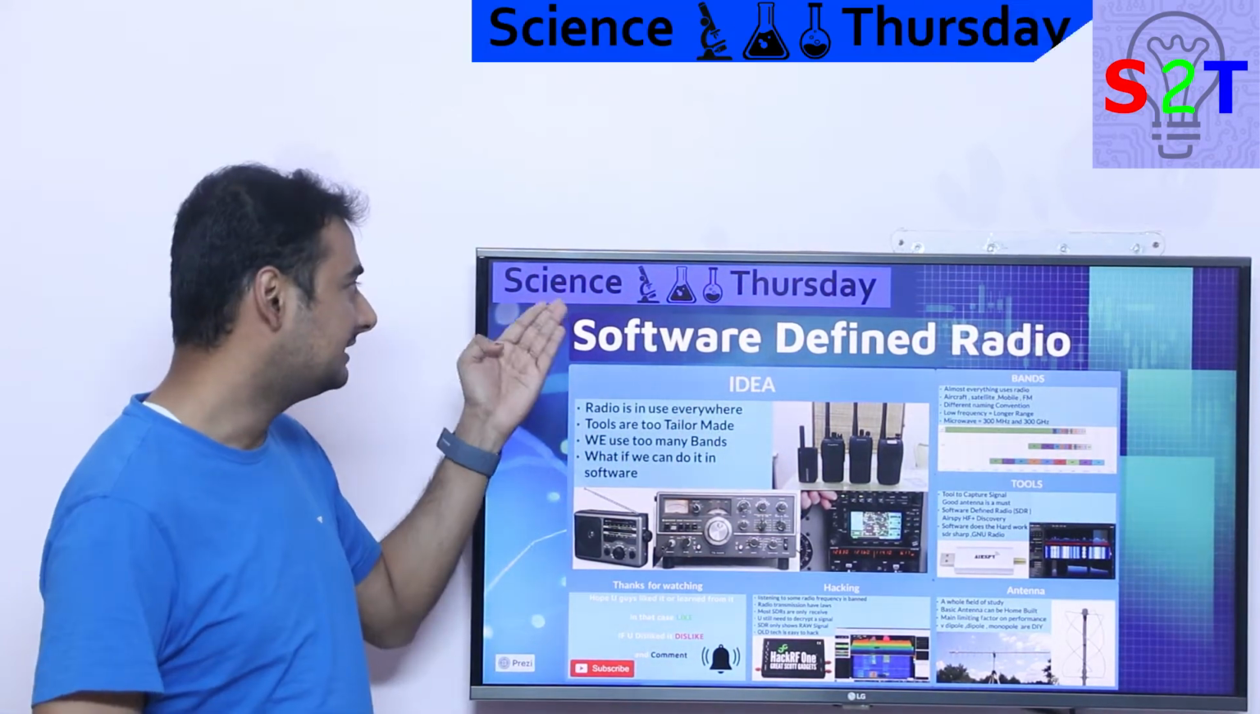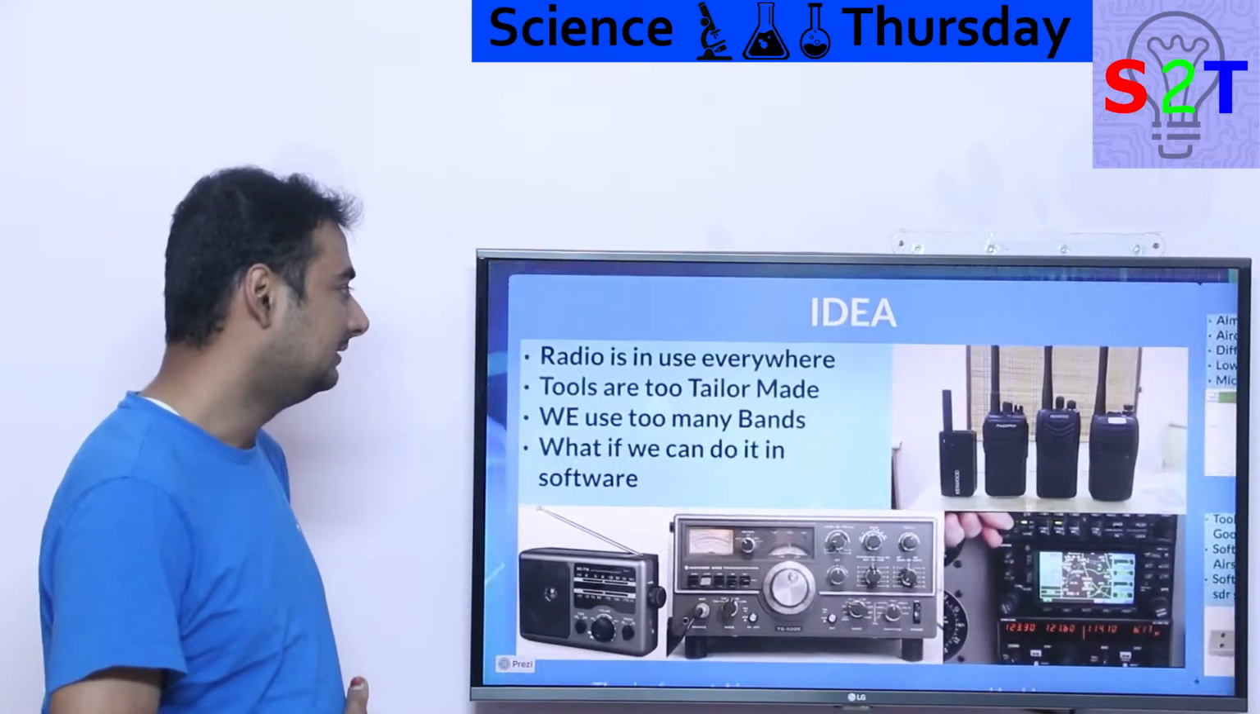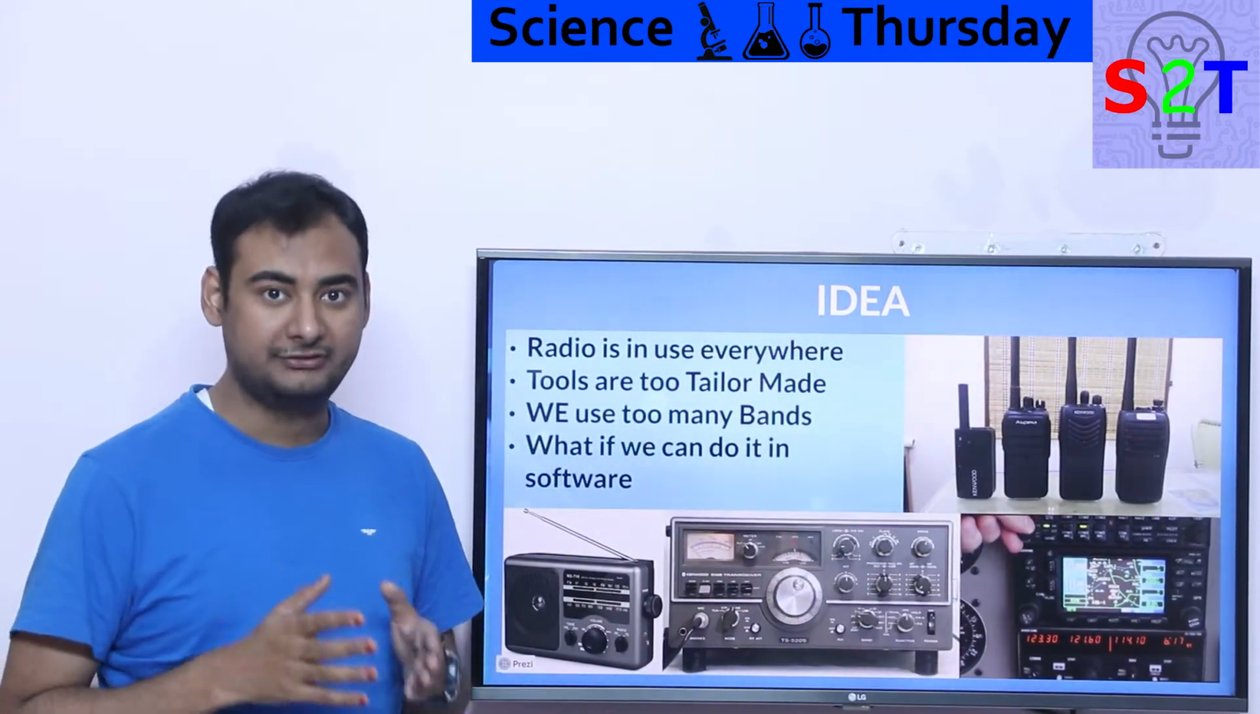In today's show, Science Thursday, we're gonna talk about software-defined radio. So let's dive right into it. Now first, what is this idea of software-defined radio?